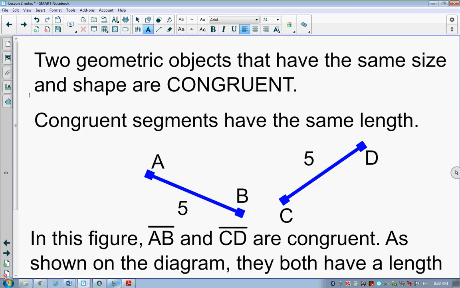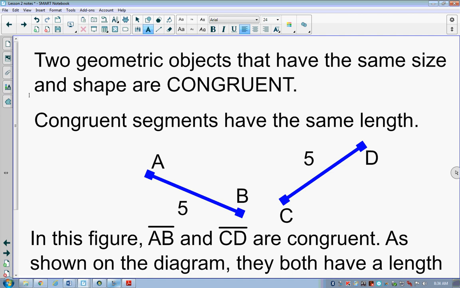There we go. So then we come into some more terms. It says two geometric objects that have the same size and shape are congruent. Here we're looking at basically the simplest thing we can look at, which is a line segment. Congruent segments have the same length. They're both going to be straight, so there is no difference in shape. Okay? So all we really have to do to say that two line segments are congruent is just to determine that they have the same length.